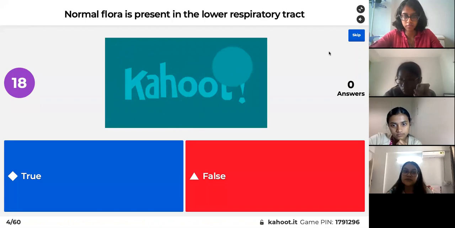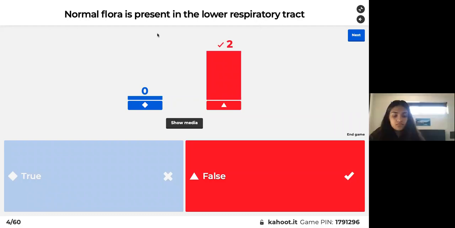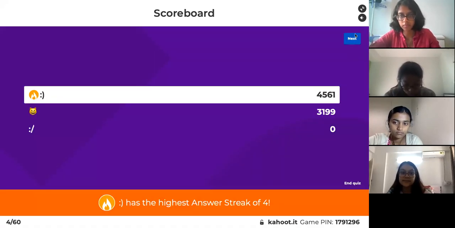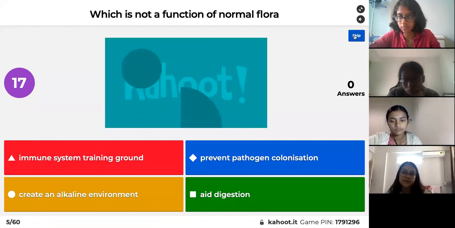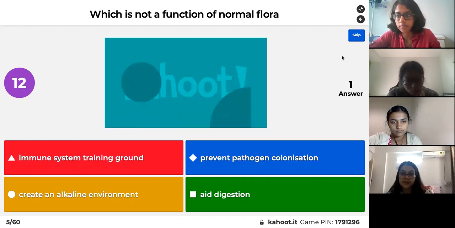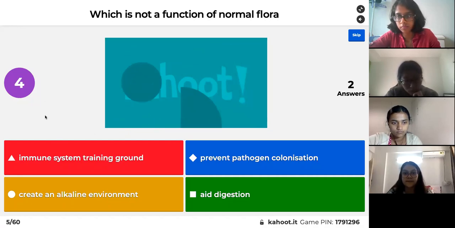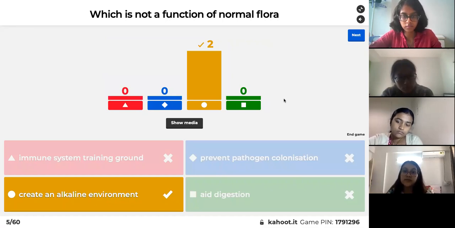So is this true or false? No, normal flora is present in the lower respiratory tract. Yeah, so our lower respiratory tract is usually sterile, and it's our upper respiratory tract that has normal flora. Other sterile areas are the cerebrospinal fluid and your upper urinary tract. Which is not a function of normal flora? Yes, so normal flora can actually create an acidic environment, not an alkaline one.